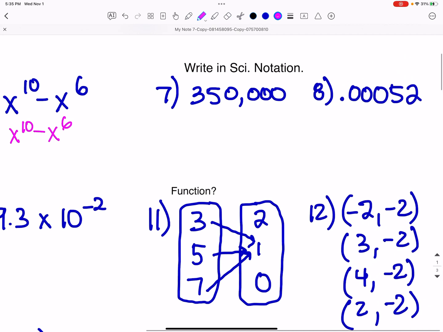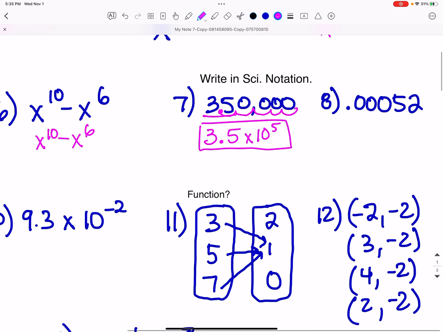All right, this one's right in scientific notation. We always start with the number. We start with this guy, and we put the decimal after the first number. So we pretend that it's right there. 350,000 is a lot bigger than 3.5. How many times would we have to multiply by 10? We'd have to multiply by 1, 2, 3, 4, 5. Times 10, 5 times. Times 10 to the fifth power. There we go.